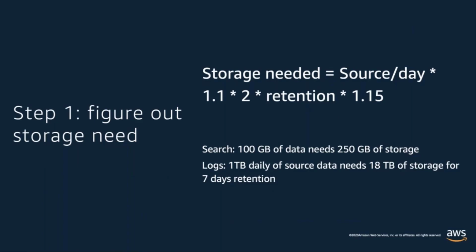So the first thing we're going to do is think about how much storage we need. We're going to base this on the amount of source data that we're sending in. It's a little bit different for logs and search. For logs, again, we're maintaining this rolling set of indexes, and we're going to need to store all of that data on the cluster. For search, we just have that single index, and we're still going to need to store that data on the cluster. So to figure out the storage needed, we're going to start with the source, and potentially for logs, the amount of source per day. Then when Elasticsearch takes in that data, it's going to create an index out of it.